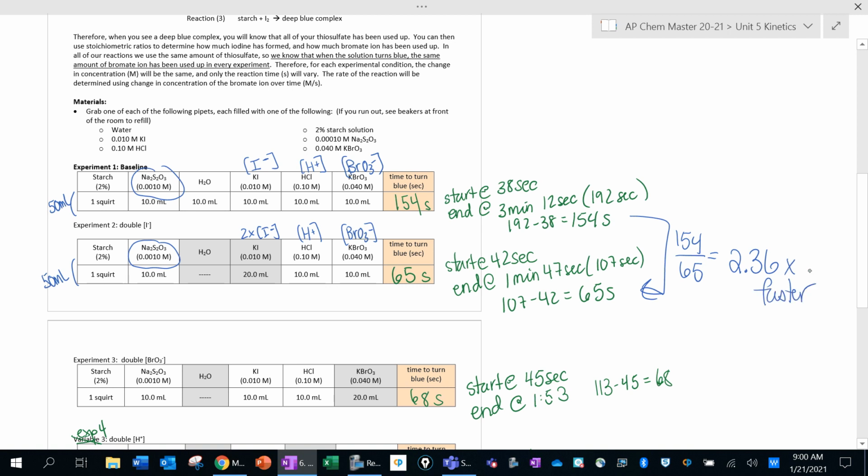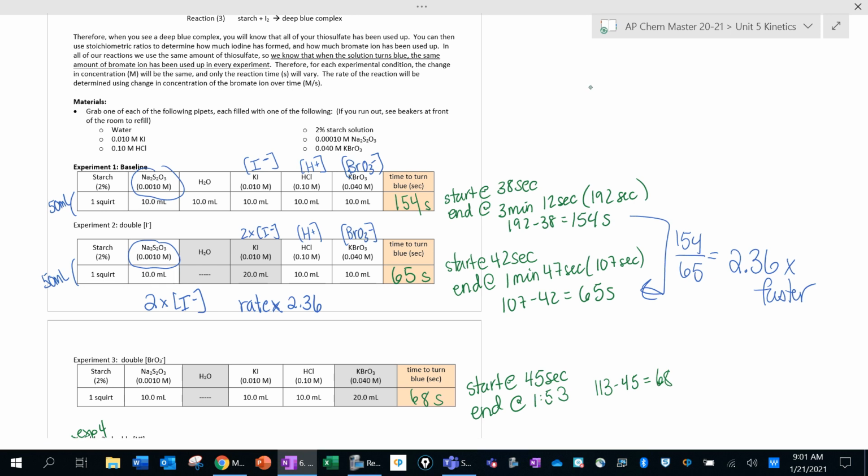So if I stop and think, okay, what is my data telling me? My data right here, when I compare experiments 1 and 2, it's telling me that when I double the concentration of iodine, my rate goes 2.36 times faster. Okay, and we're going to try and use this information to figure out the reaction order.